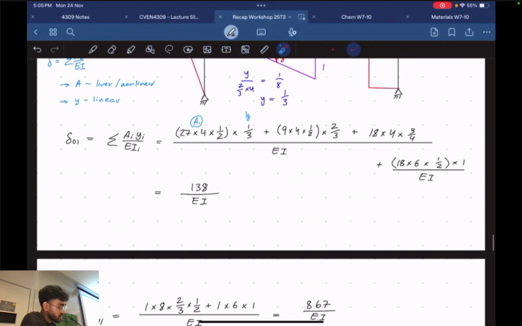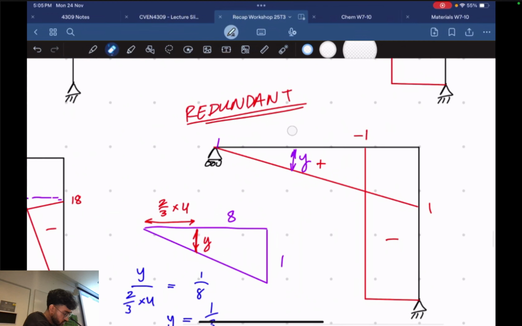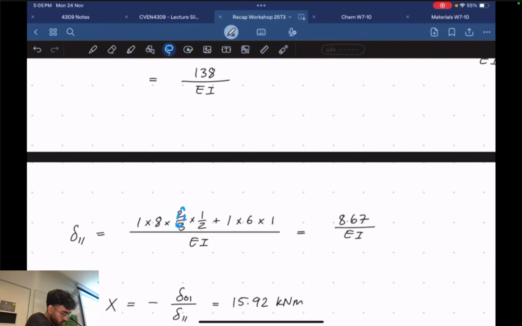So now I'm going to look at my secondary twice. Okay? So this one's a bit easier because we've only got one shape here and another shape here. Alright? So where's the centroid of my triangle? 2/3 again. So somewhere here. So it's going to be 1 times 8 times 2/3 times a half. So this is my area. This is my y value. And this is just my area times my y value. So y is just going to be equal to 1 because my bending moment is just equal to 1. Alright, you're going to get 8.67 over EI.